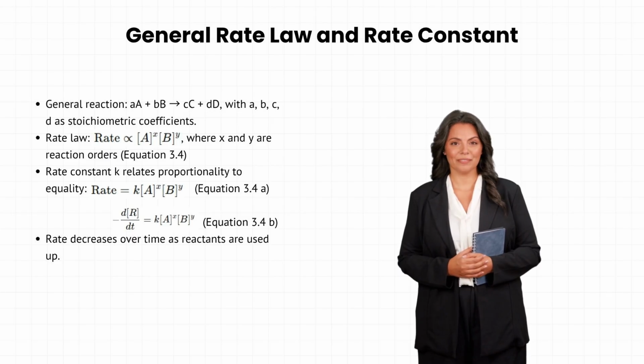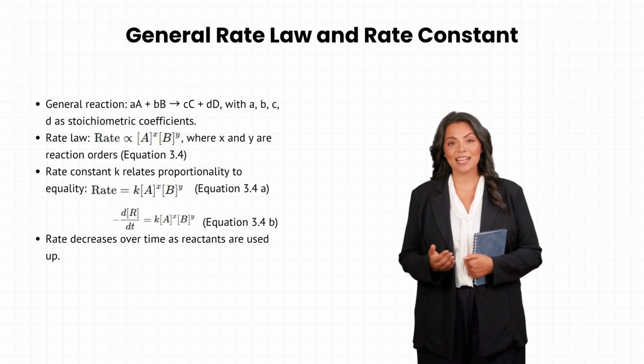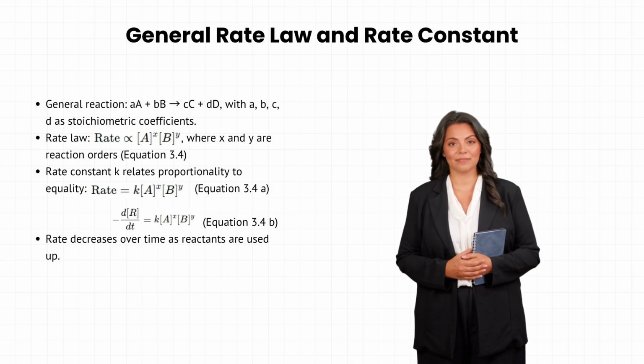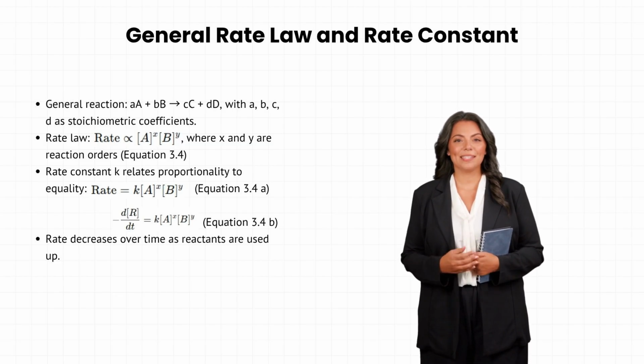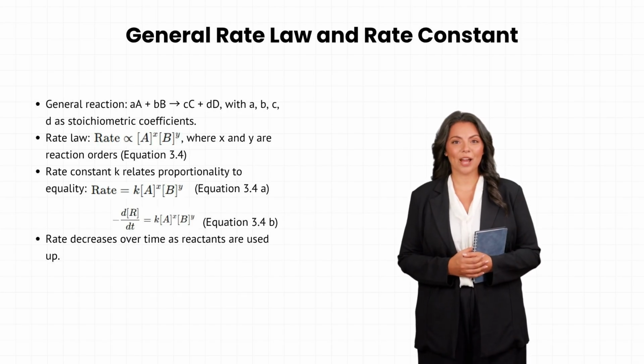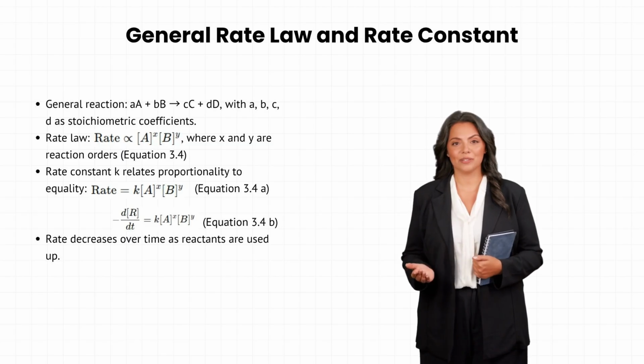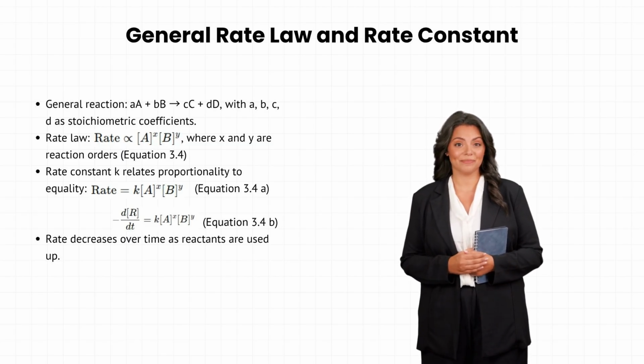For example, if x equals 1, doubling A's concentration doubles the rate. If x equals 2, doubling A's concentration quadruples the rate. Remember, these exponents, x and y, tell us the sensitivity of rate to each reactant, and they are determined experimentally, not just by counting molecules in the balanced chemical equation. Also, the negative derivative term indicates that the concentration of reactants decreases over time. So reactions slow down as reactants get used up.